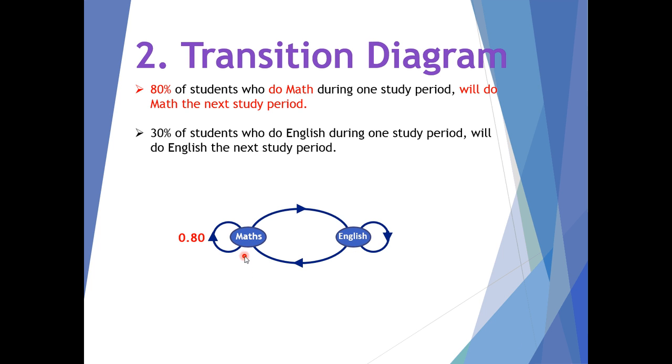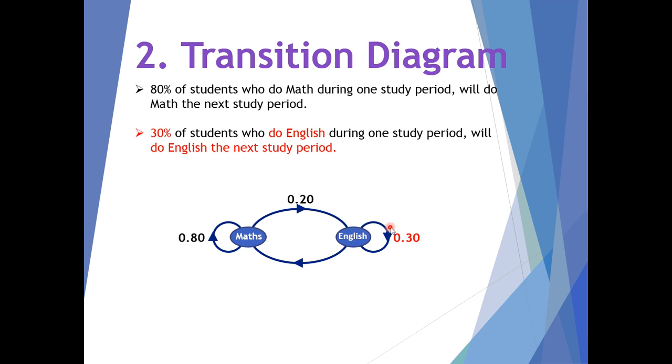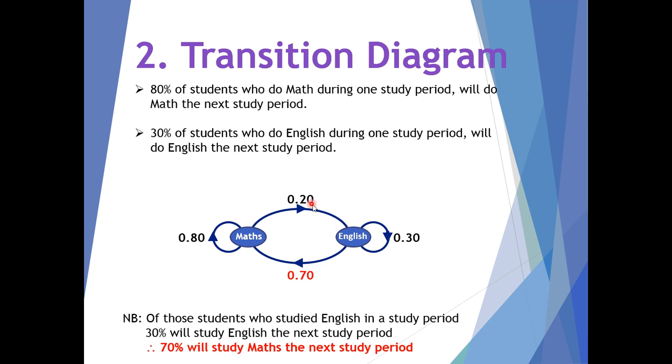First up, we can state that of those students who study maths during a study period, 80% of them will transition into maths for the next study period, or remain in maths. That means that 20% of students who study maths will transition into English the next period. English has 30% of students who study English during one study period doing English the next study period, and the remaining 70% who study English will transition into the maths study group the next period.